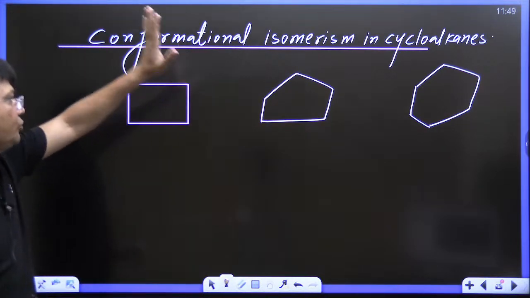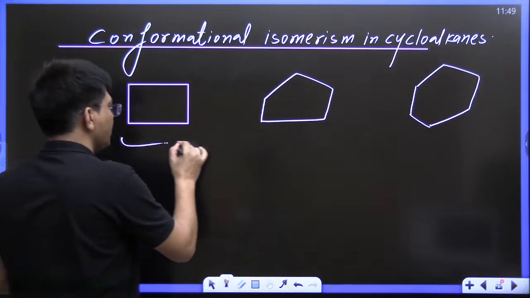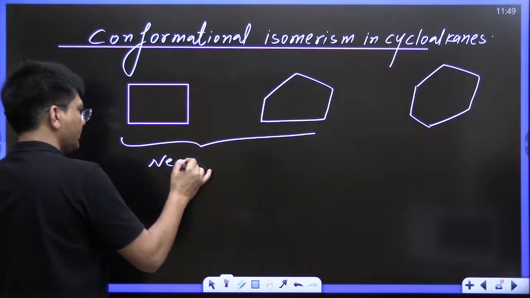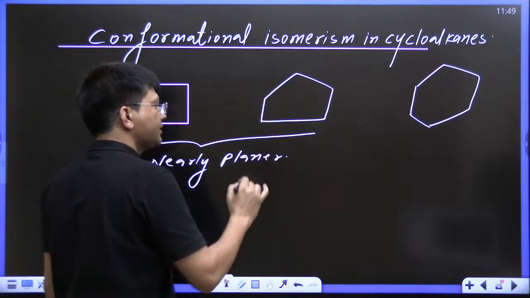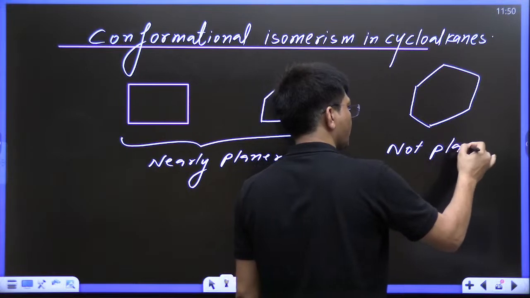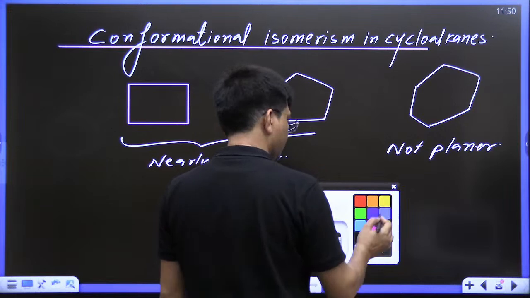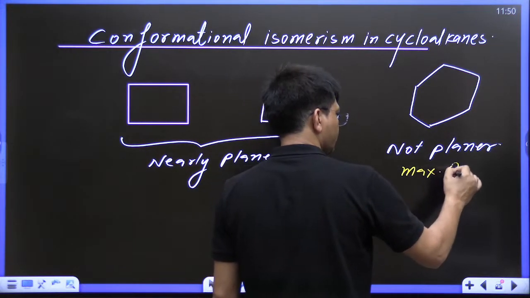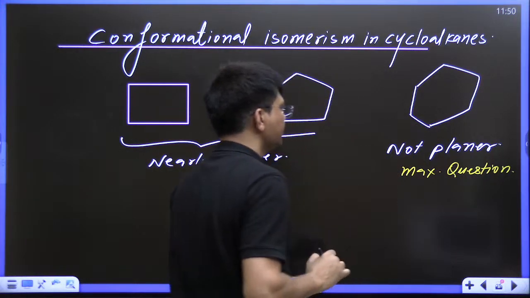They look like they are planar, but they are not planar. These two are nearly planar, and this is not planar. So the maximum questions you are going to get will be on this compound only, that this is not planar. The maximum questions will be asked on cyclohexane.